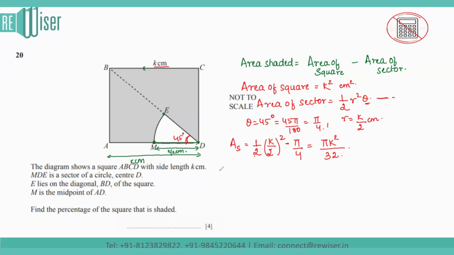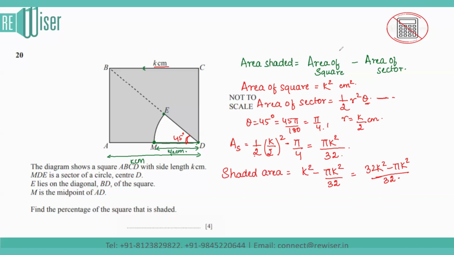Now, the shaded area is equal to the area of the square, which is k square, minus the area of the sector, which is pi k square divided by 32. On further simplifying it, we get 32k square minus pi k square divided by 32. Now, we are asked to find the percentage of the square that is shaded.